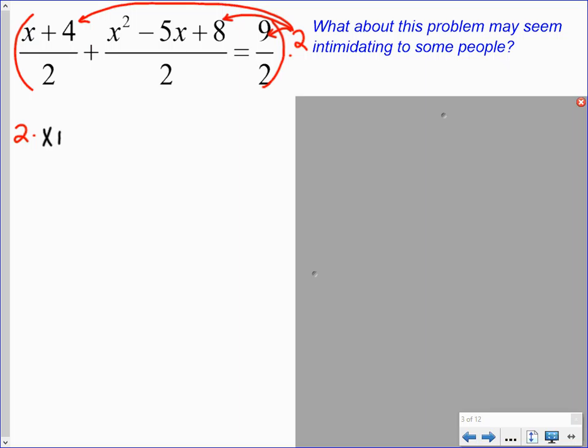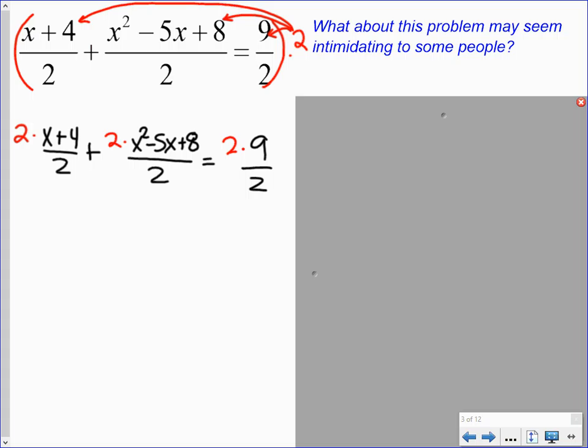It would be 2 times x plus 4 over 2 plus 2 times x squared minus 5x plus 8 over 2 equals 2 times 9 over 2. That's what happens when I distribute that 2. If I say I'm going to multiply the whole equation, it will go to every single one of those terms, separated by a plus or a minus or an equal sign.